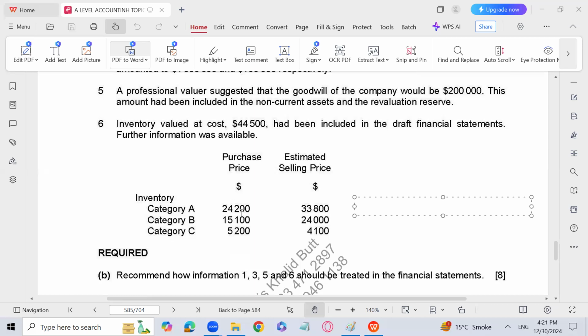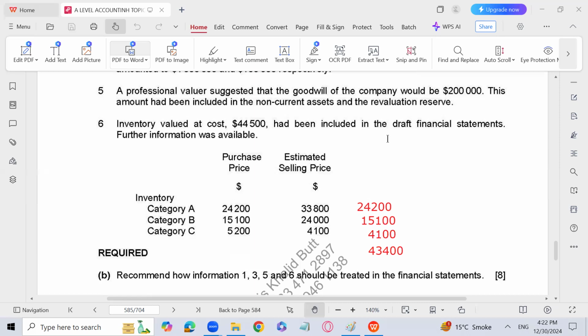So category A, cost price is 24,200, selling price is 33,800. We will take 24,200, which is less. Then 15,100, 24,000, less one is 15,100. Then 5,200 and 4,100. Here the selling price is less than the purchase price, so we will take 4,100 rather than 5,200. You have to sum it up. Yes, thank you. 43,400 is the total inventory. And inventory valued at cost is 44,500.